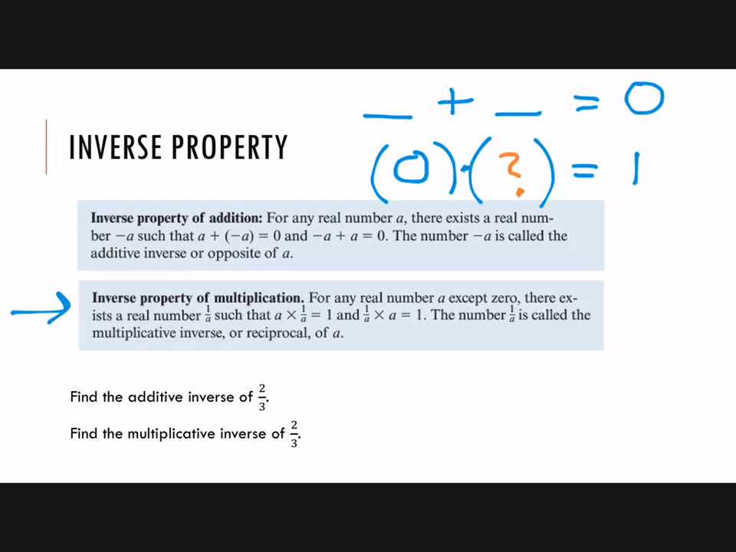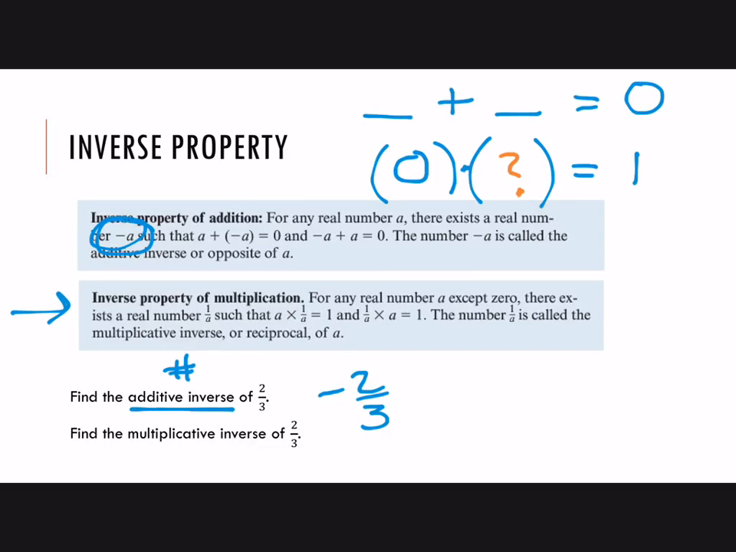All right, so find the additive inverse of 2/3. An additive inverse is just a number. So your answer should be what number gets added to 2/3 to equal 0? And the answer would be negative 2/3. Okay, so that's the inverse property. It tells us it's always the negative of the number that works.